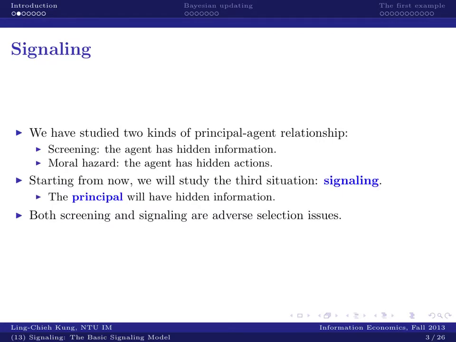Here we're going to study another situation, the signaling case. This is the case where the principal has private information. Okay, it is the principal that has the private information instead of the agent. We're going to see what the issue is here. One thing to remind you: both the screening problem and the signaling problem are together called adverse selection problems, and moral hazard is for hidden actions.